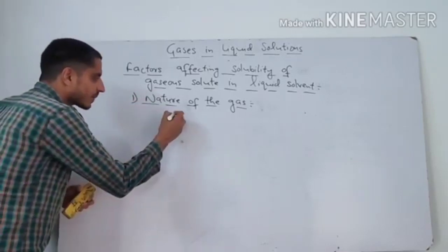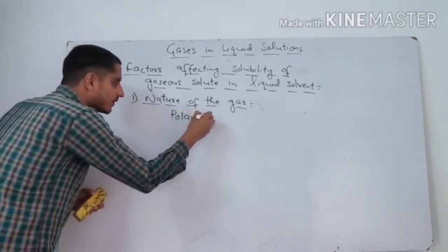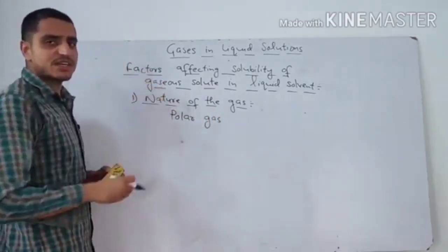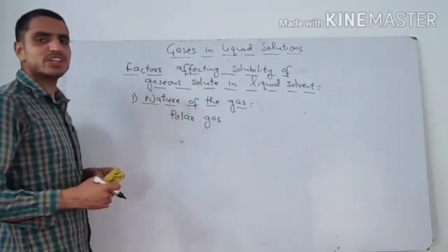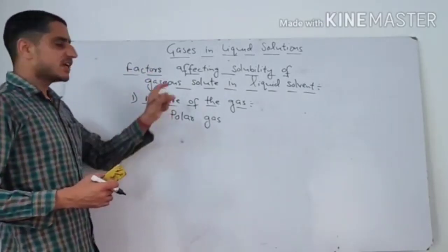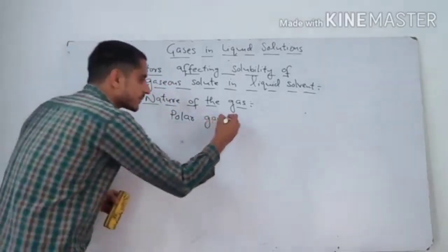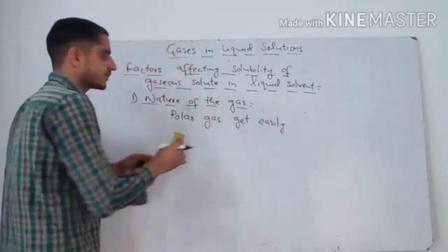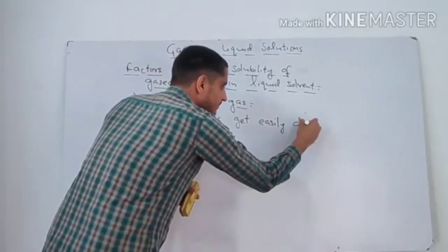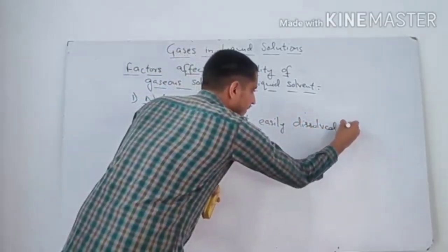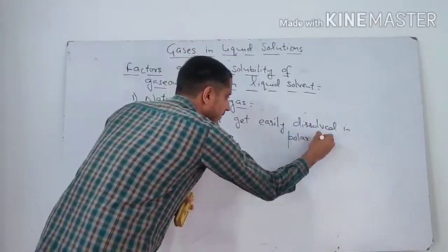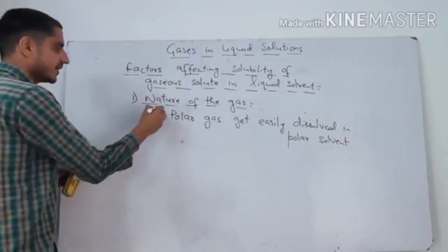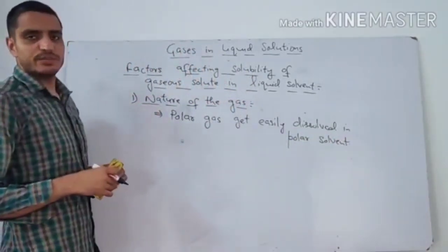For example, polar gas. You know polar, what is polar? The substances in which charge separation is there, plus and minus both are there, are known as polar substances. Similarly, a polar gas is a gas in which charge separation is there. A polar gas gets easily dissolved in a polar solvent. Getting the point? A polar gas gets easily dissolved in a polar solvent.